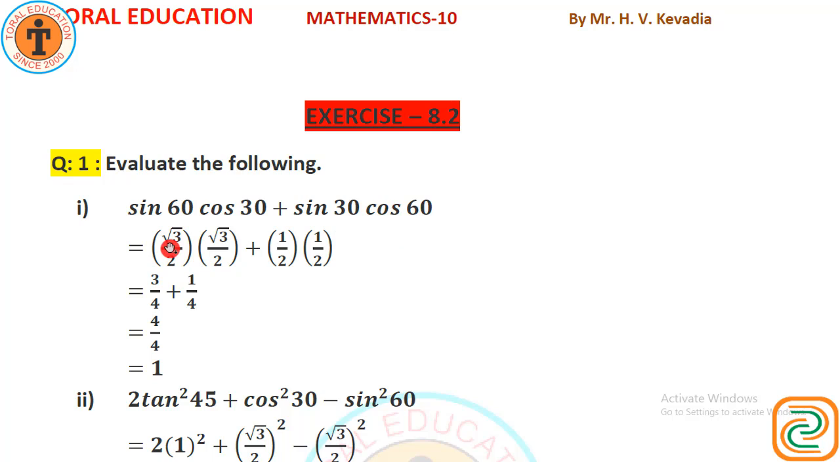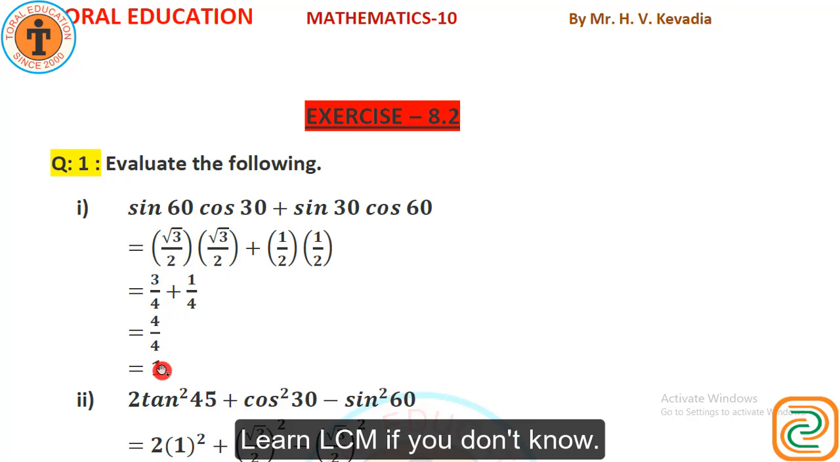So root 3 by 2 into root 3 by 2, that means root 3 into root 3 is 3, and 2 into 2 is 4. Again here 1 into 1 is 1, and 2 into 2 is 4. Right? So this is 3 plus 1, 4 upon 4, with 4 as the LCM. So 4 upon 4 equals 1.